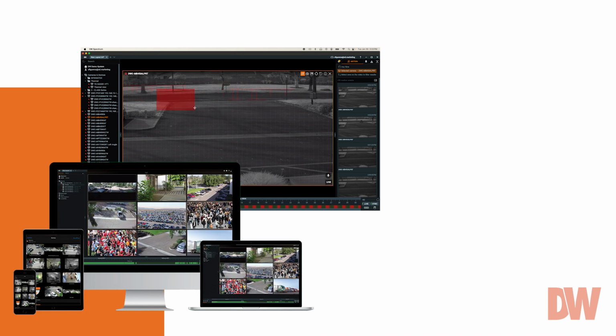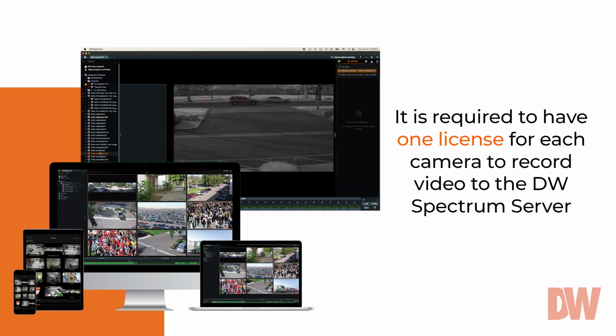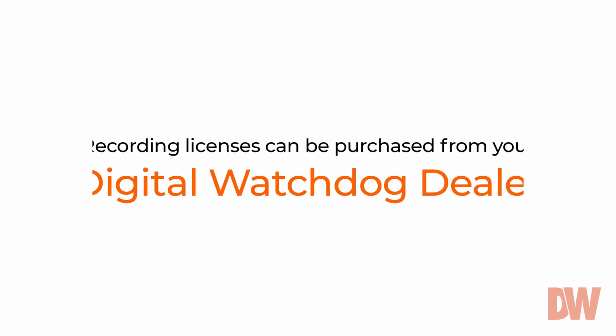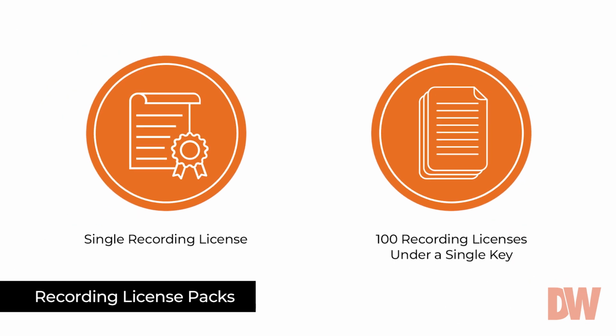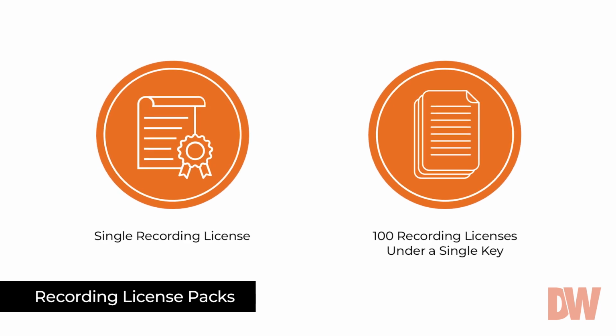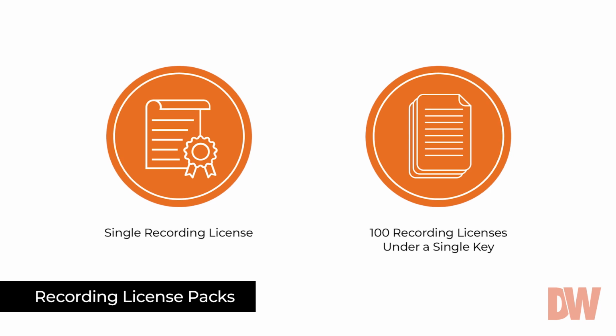While DW Spectrum IPVMS is free to install and use for viewing live video streams, it is required to have one license for each camera to record video to the DW Spectrum server. Recording licenses can be purchased from your Digital Watchdog dealer and are sold in packs ranging from a single recording license to 100 recording licenses under a single key. Once purchased, a license key belongs to the owner outright with no recurring subscription fees.